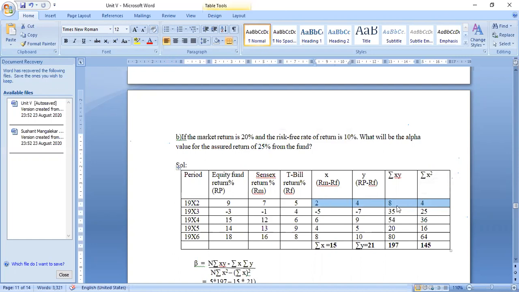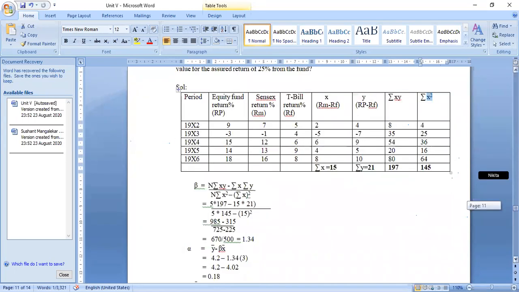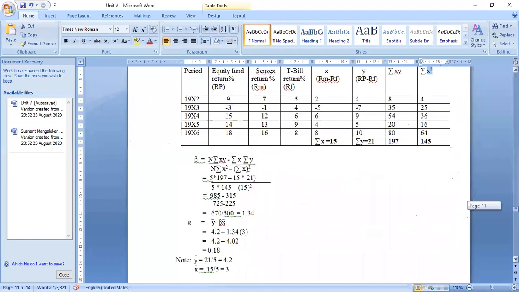It doesn't mean we are using 24 or 84, but we are going to use only one period, because they have just given us the values of 20%, 10% and 25%. That is, they have given us RM, RF, RP. We are going to classify them in terms of X, Y, find out summation XY, and then find X square, and put that into the formula. Here N is going to be 1.